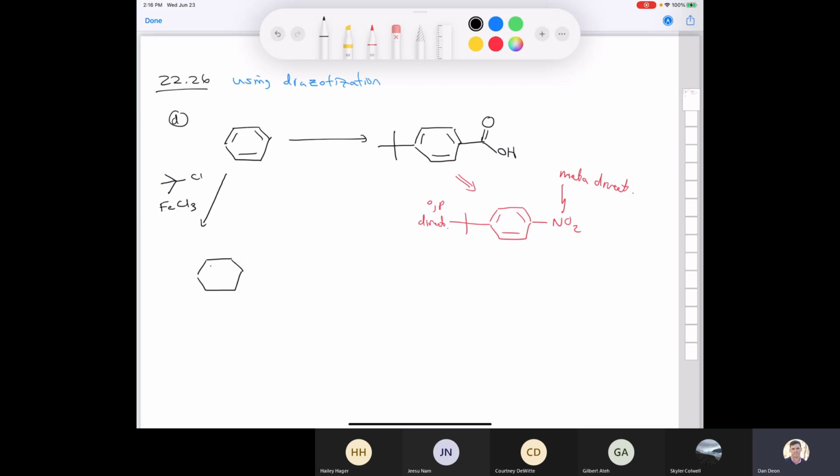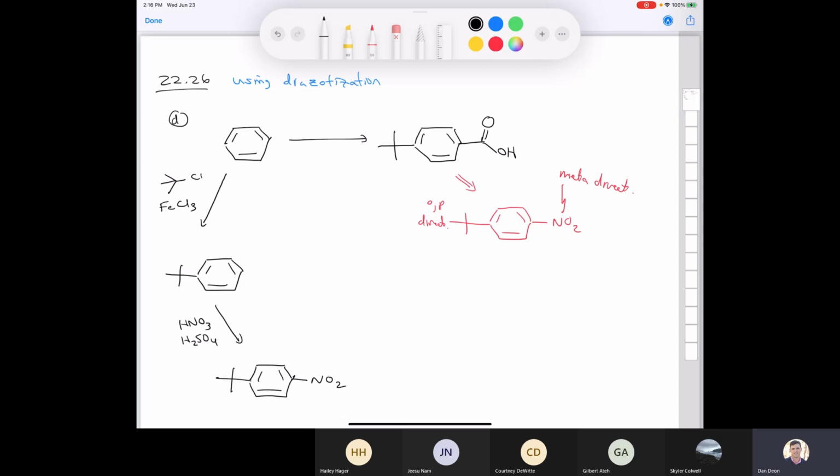It's a really big, bulky alkyl group. And so when we go to install the nitro group using nitric acid and sulfuric acid together, we're going to end up with the nitro para to that big giant tert-butyl group. So we've got our nitro group here.